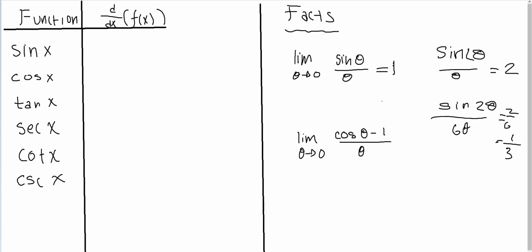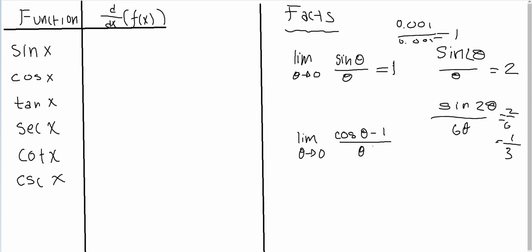Now, it's important to understand why. As theta approaches 0, our sine is also going to approach 0. But if we have, say, 0.001, we'll also have 0.001 over the denominator, and any number divided by itself is going to equal 1.